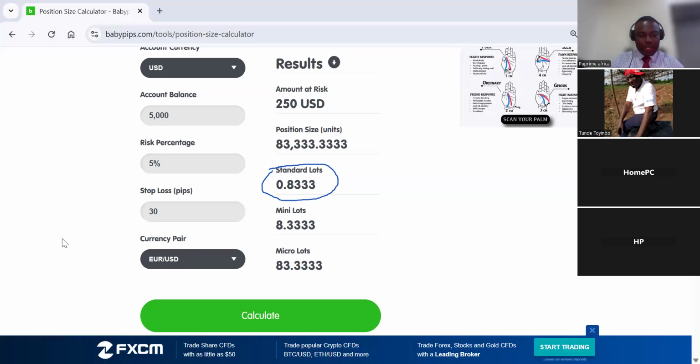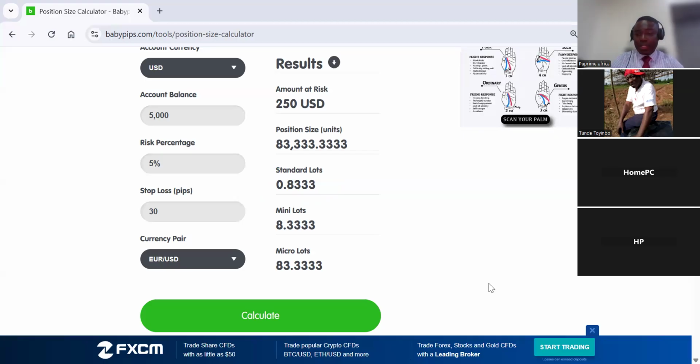For the benefit of those who might just be joining us, we're looking at risk management and we're looking at position sizing. Well, there are websites that can help you calculate your position sizing effectively online. It's from babypips.com and it's called Position Size Calculator. I believe when you watch the video again, you will get to understand what we've just done.